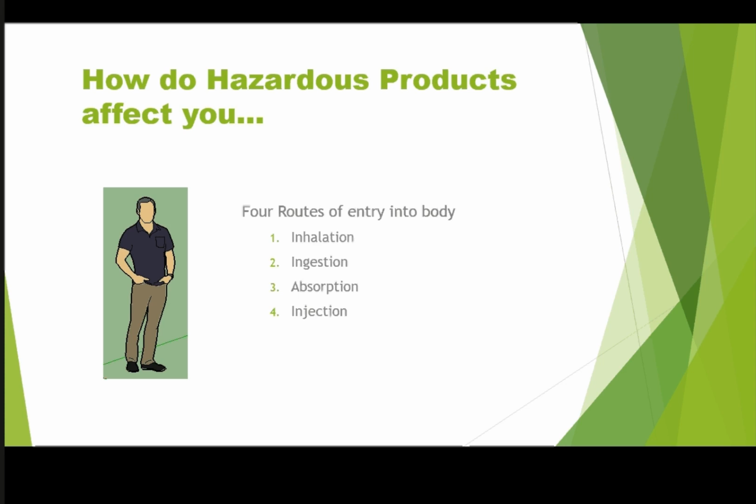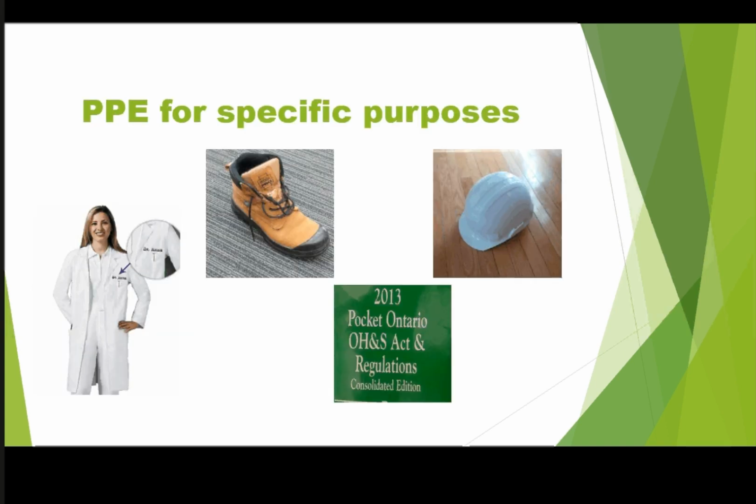You should know that there are 4 routes of entry into the body. You can inhale something. You can eat something. It can be absorbed into your skin, or it can be injected into your skin. And that's why there is personal protective equipment for specific purposes, and depending on the hazard that you're going to be facing, you need to know what that PPE is going to be.